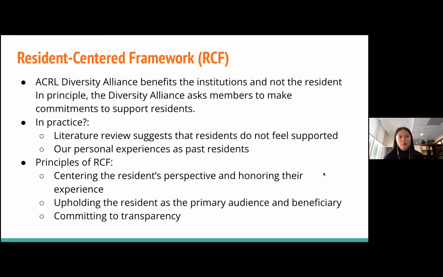The last principle is committing to transparency. So if we're recognizing that the resident is the primary beneficiary of a residency program, and that the decision-making process is defined by the resident's needs, institutions must also be transparent about the processes themselves, and intentional about outcomes.